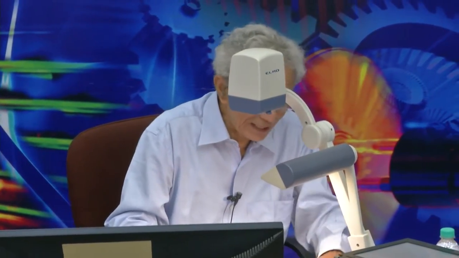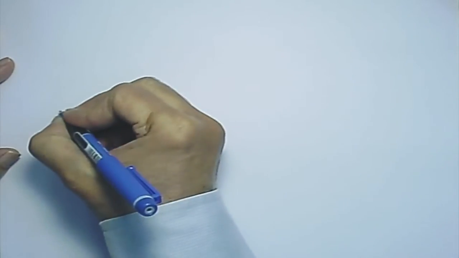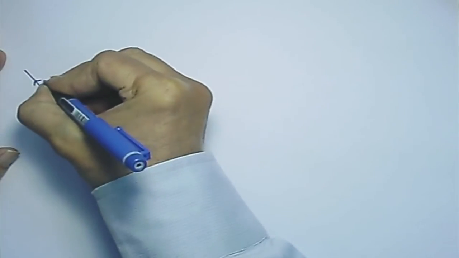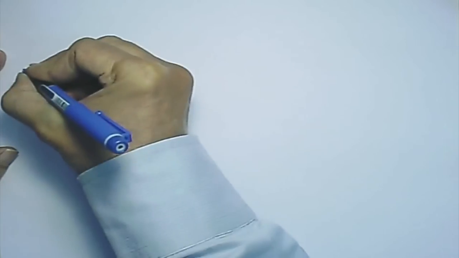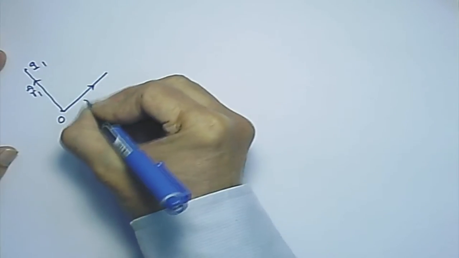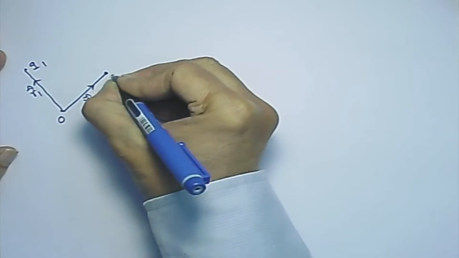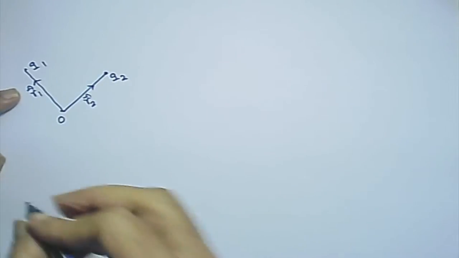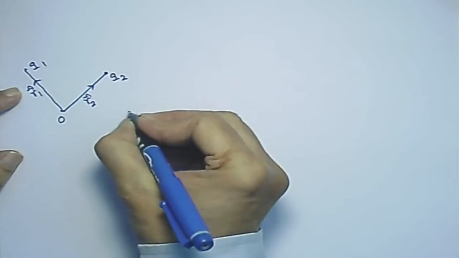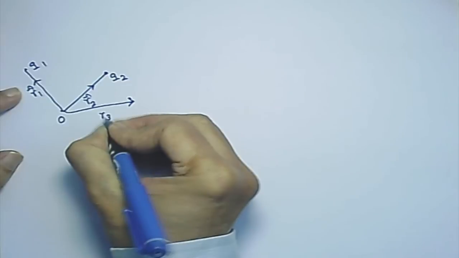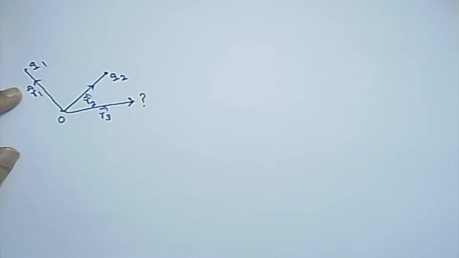Now that I have got two charges in place, let me draw that picture again. My origin here, at the position r1 I have a charge q1, at the position r2 I have a charge q2, this is already there. Now I want to bring a third charge, and let us say I want to put it somewhere here, which is my r3. How do I do it?